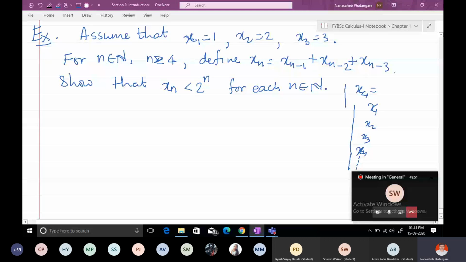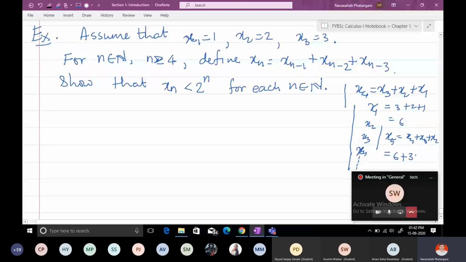So what is x4 from this? This is the definition of xn. So what is x4? x4 minus 1, that is x3, plus x4 minus 2, that is x2, plus x1. But x1, x2, x3 are known, and therefore what is this? 3 plus 2 plus 1, it is 6. Right, now what is x5? x4 plus x3 plus x2, but x4, x3, x2 are known now. Therefore, it is 6 plus 3 plus 2, and therefore it is 11. Right?